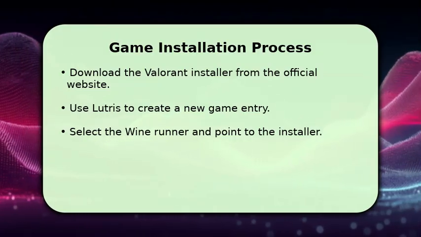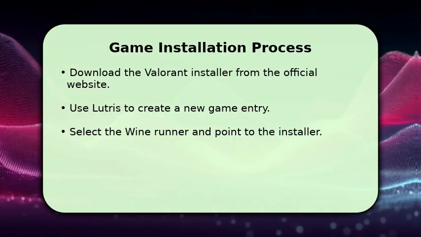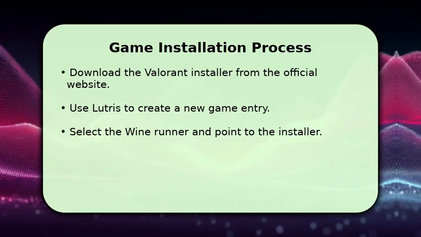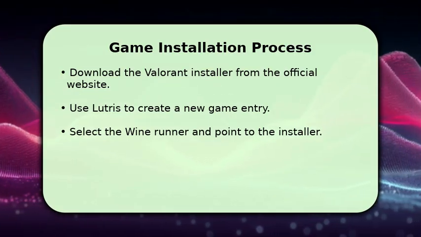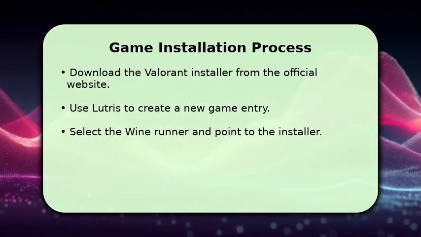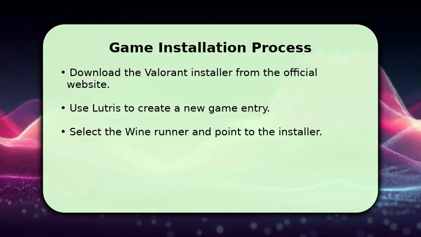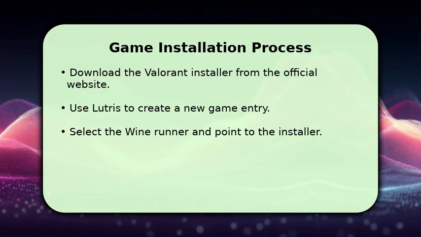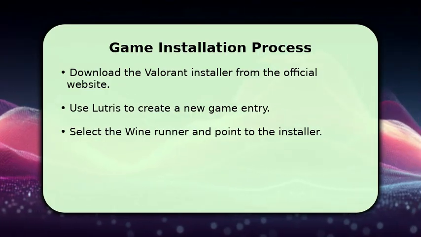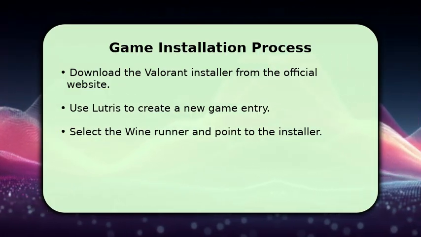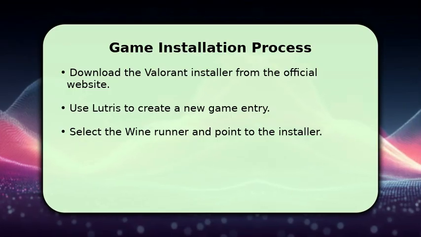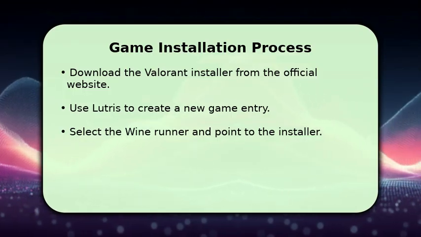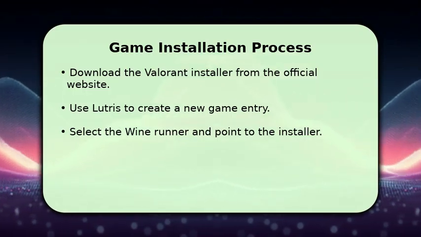Begin by downloading the official Valorant installer directly from Riot Games' website. Next, open Lutris and create a new game entry. You'll need to select the Wine runner and then point it to the Valorant installer you just downloaded. Carefully follow the on-screen prompts to complete the installation process. Remember, patience is key, as this step can sometimes take a few minutes to finish.